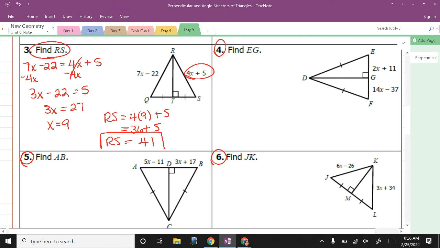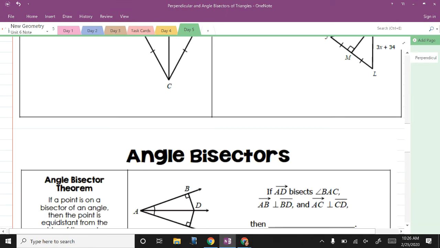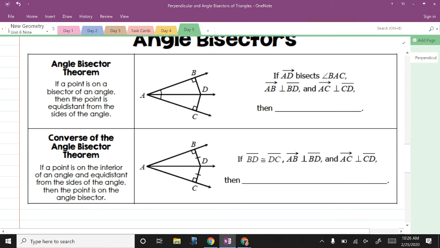All right, now flip to page 6, and we're going to talk about angle bisectors. An angle bisector bisects an angle, correct? It splits an angle into 2 congruent parts. So in this picture, D is on the angle bisector, ray AD. Ray AD is an angle bisector because it's splitting that angle into 2 congruent smaller angles. Y'all see that?